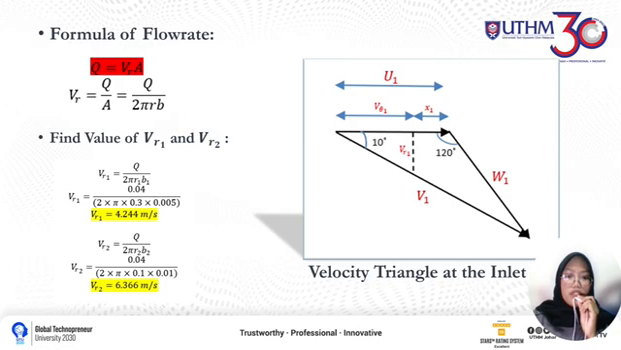Since at the end of the result we need to find the value of power and torque of the turbine, we need to find the value of tangential velocity, V theta, at the inlet and the outlet. To find the V theta, we need to find the VR, which is radial velocity, at the inlet and at the outlet first. To find VR1 and VR2, we can use the formula of flow rate, which is Q equal to VRA. So VR1 is equal to 4.244 meter per second and VR2 is equal to 6.366 meter per second.